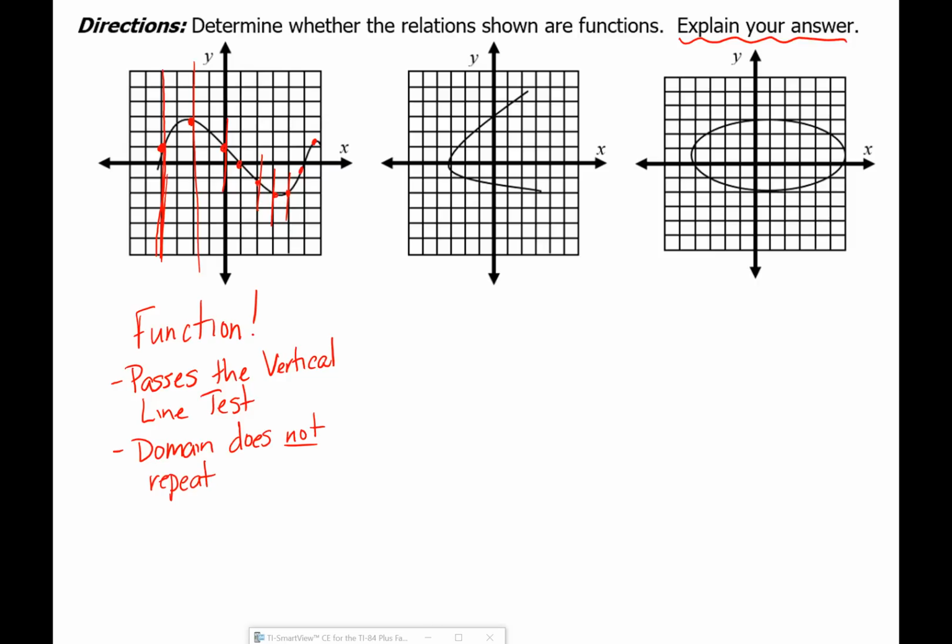Is it a function using the vertical line test? Let's draw a line. How many places does it intersect the graph? At 2. That means this one is not a function. It's not a function because it fails the vertical line test.